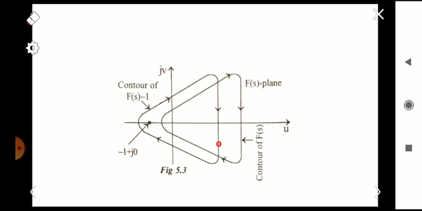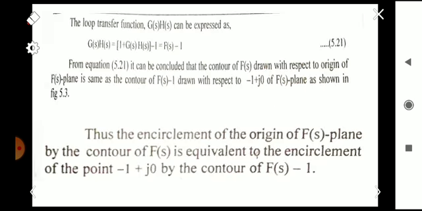So here we can see the statement. This is the F(s) plane, and here we are considering the encirclement of the origin. This is the origin. This is the same as considering the encirclement of the -1 + j0 point by the contour F(s) - 1. So both concepts are the same, and that is what is stated in this slide.